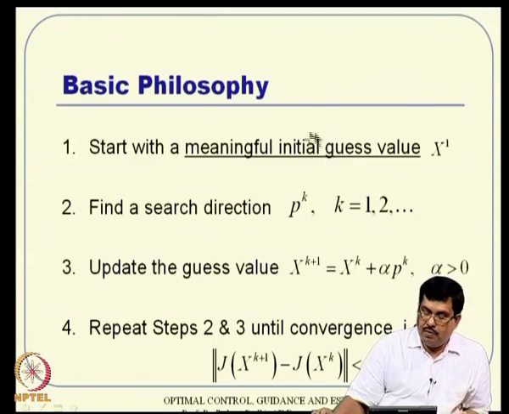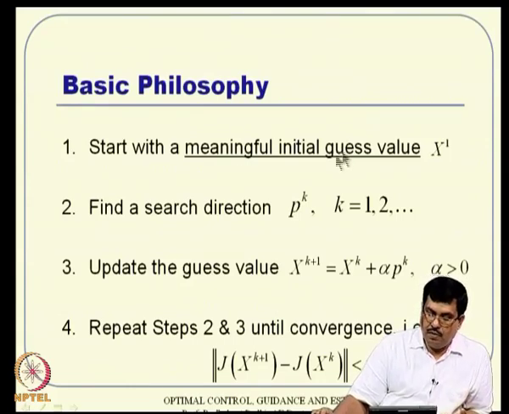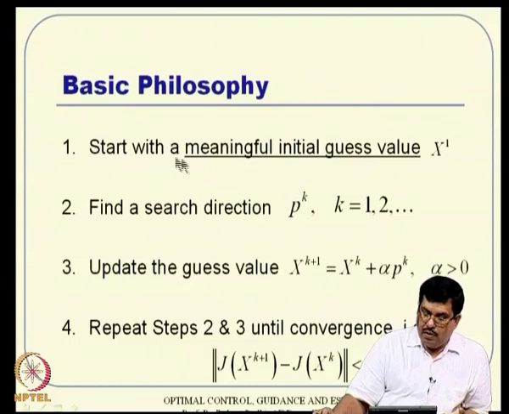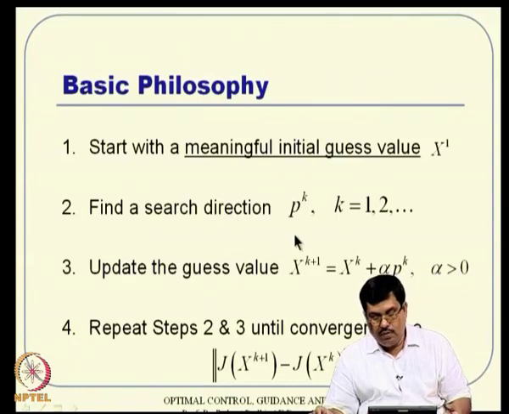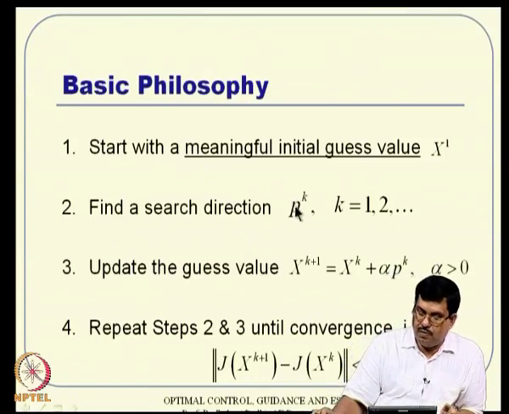If you do that, then your iterations become fewer, your computational load becomes lesser, and your convergence properties become better. Alright. So, what happens here is you start with a meaningful initial guess, which let us denote as x superscript 1. Then all that matters is to find a search direction, because the number of search directions is infinite; you can go in any direction you want. So, we have to find a meaningful search direction, and let us denote that as p superscript k, where k can be 1, 2, 3, 4, anything.